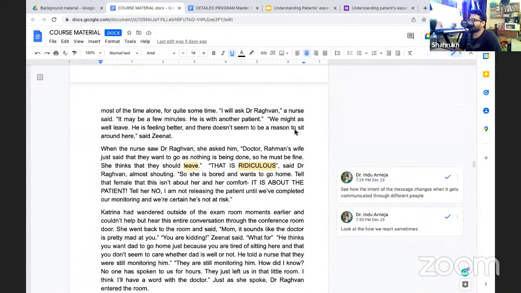When the nurse saw Dr. Raghavan, she asked him, "Dr. Rahman's wife just said that they want to go as nothing is being done, so he must be fine. She thinks that they should leave."